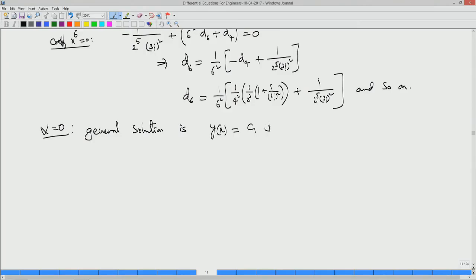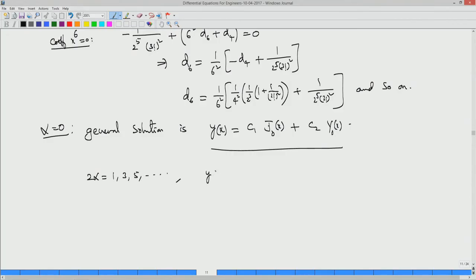y1 we know already, this is J0 of x plus c2, some arbitrary constant, times Y0 of x, that is your y2, which is just calculated. So, this is your general solution of the Bessel equation in the case when alpha equals 0. So, we have seen the special case when 2 alpha is an odd, non-zero integer. That means 2 alpha is 1, 3, 5 and so on.